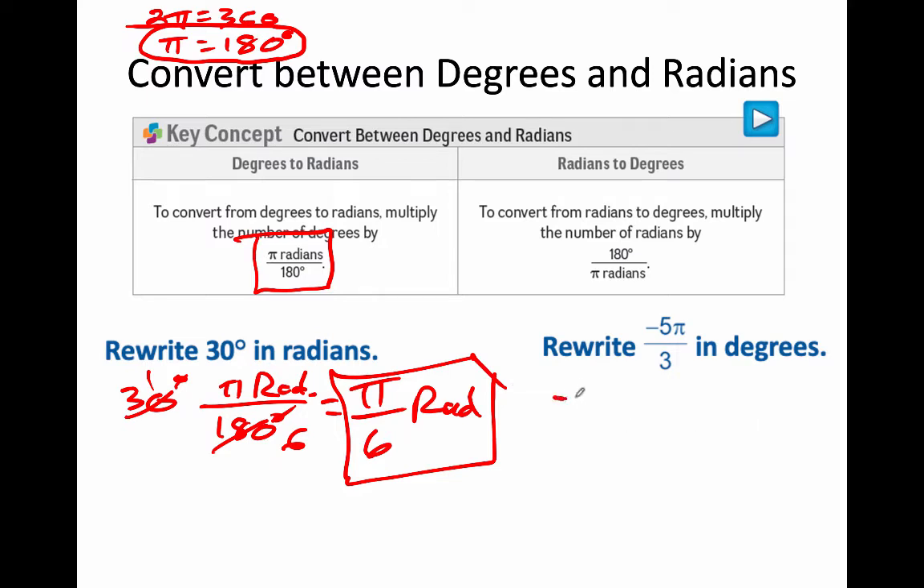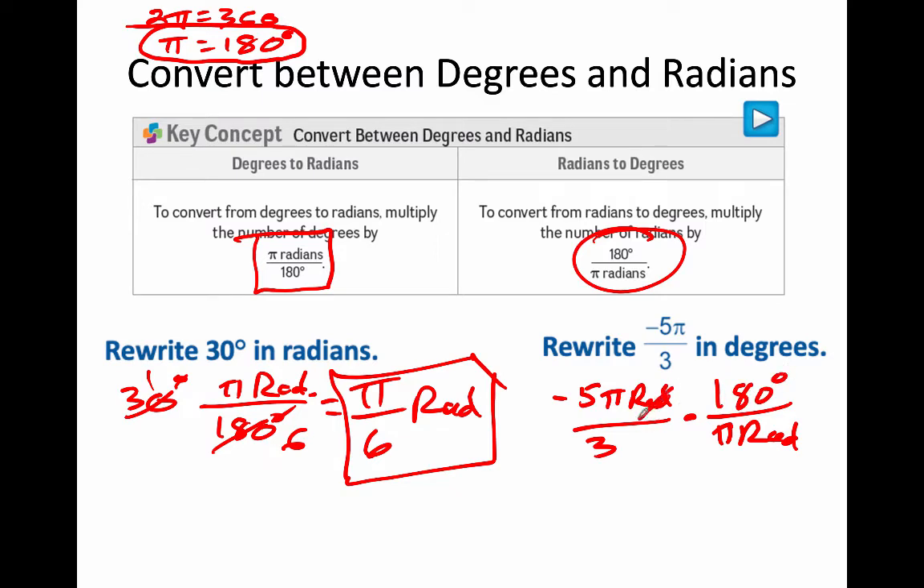Okay, now I need to get rid of radians, and I need to go to degrees. That means I'm going to use this guy. The pi radians goes on the bottom. How do I know which way to go? Because I need to eliminate radians. Notice the pi's also cancel out. Notice this goes to 60 over 1. 180 divided by 3 is 60. I'm left with negative 5 times 60, which is negative 300 degrees.